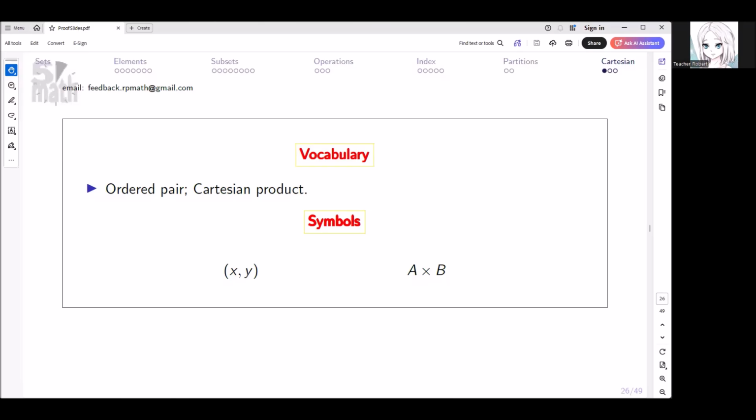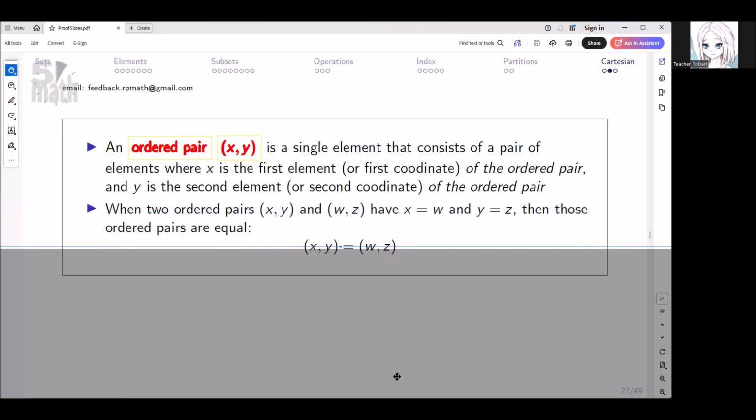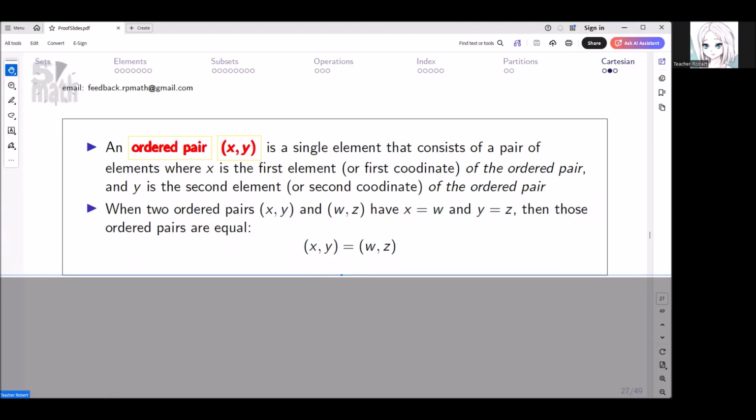Vocabulary: ordered pair, Cartesian product. Symbols: An ordered pair (x, y) is a single element that consists of a pair of elements where x is the first element or first coordinate of the ordered pair, and y is the second element or second coordinate of the ordered pair. When two ordered pairs (x, y) and (w, z) have x equals w and y equals z, then those ordered pairs are equal, as follows.